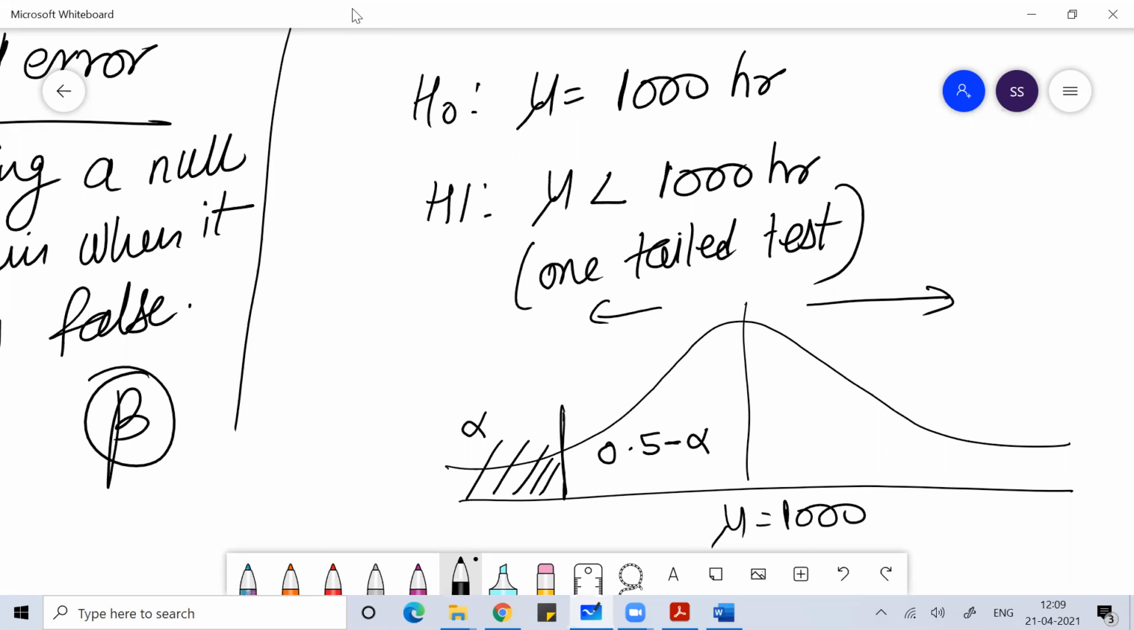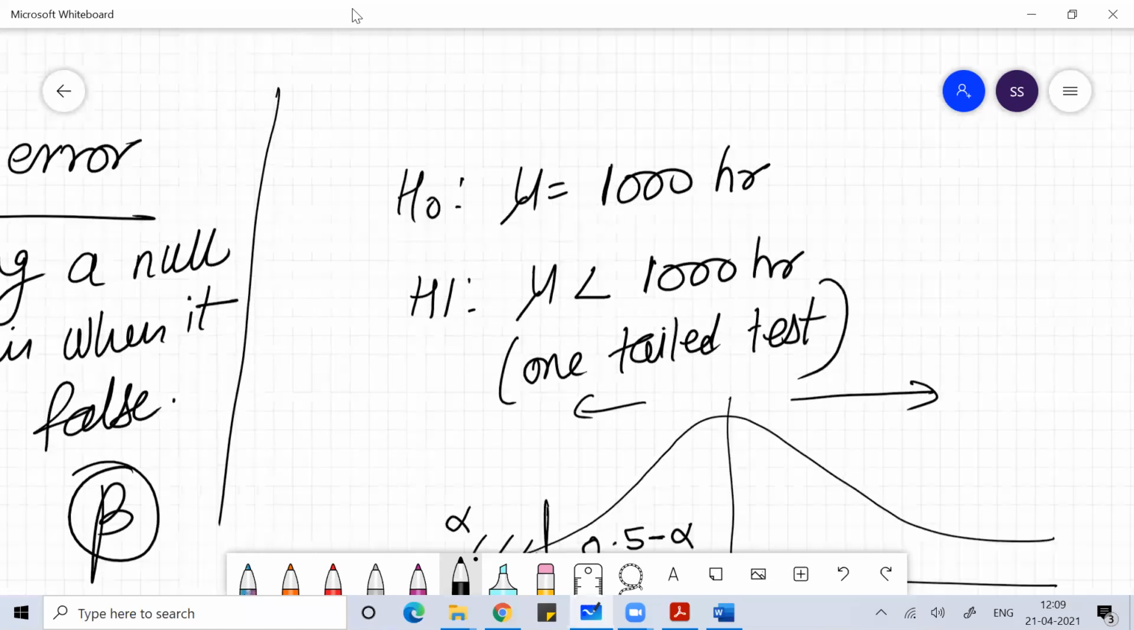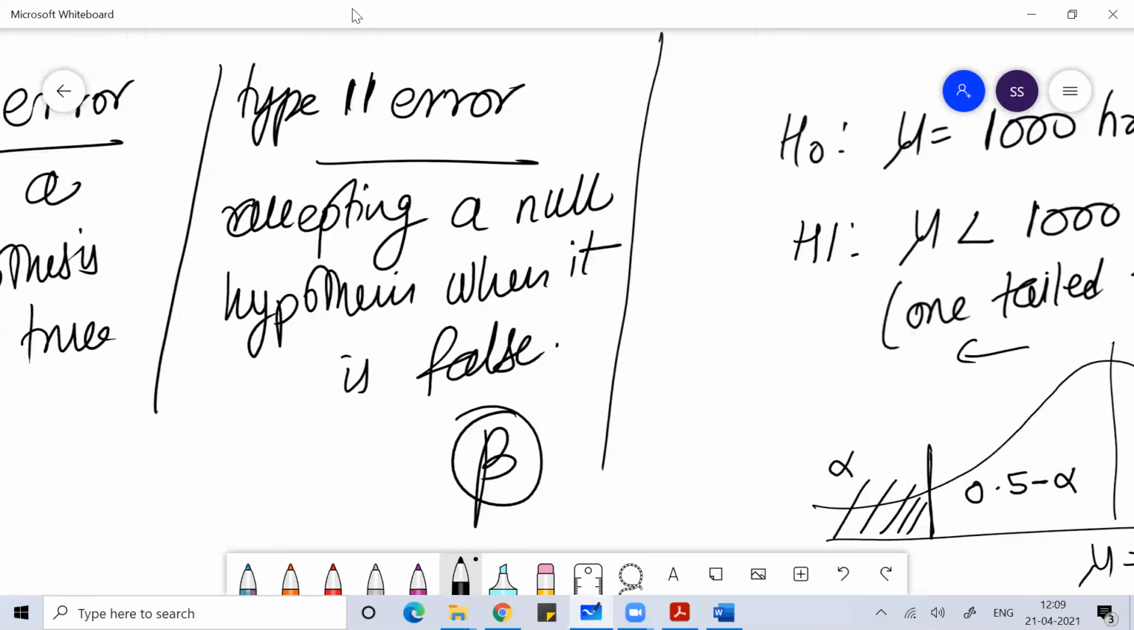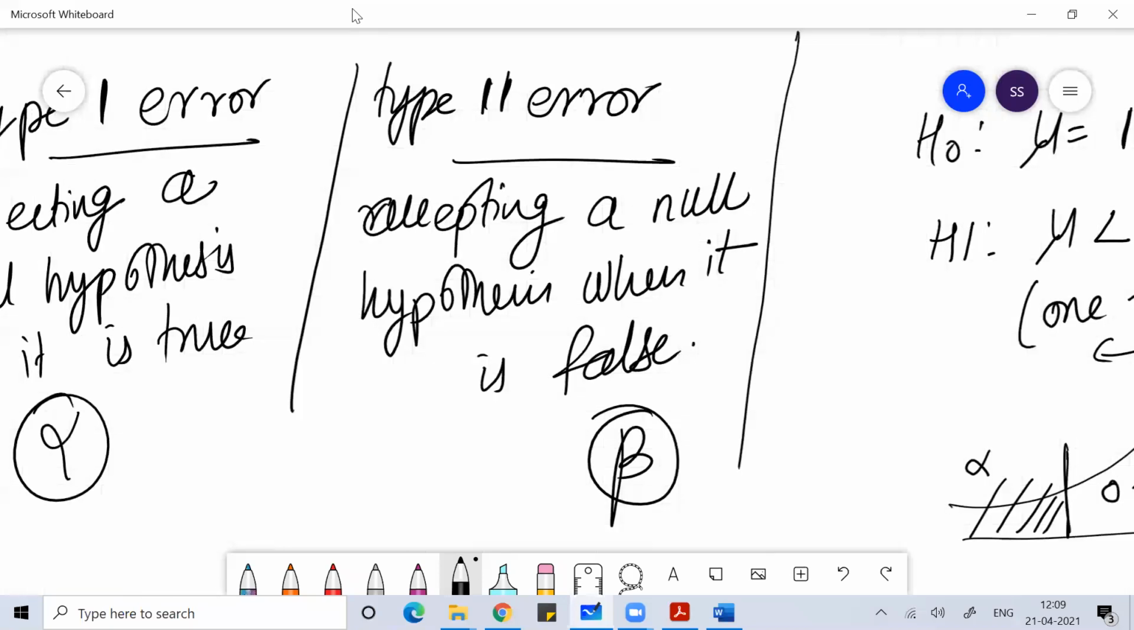So I hope you are understanding this. Whenever you are performing a test, you need to understand whether you are able to do a one tail test or a two tail test.